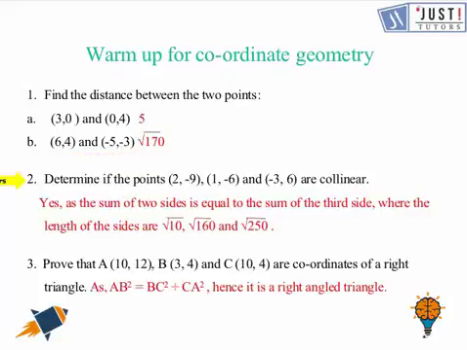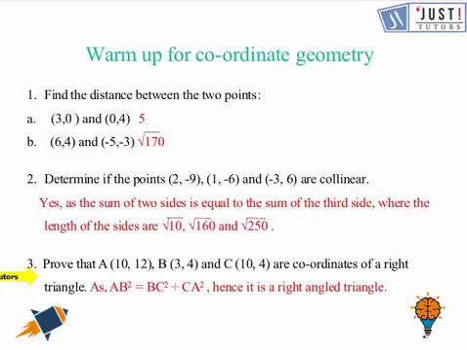The next question says to determine if the given points are collinear. They will be collinear if the sum of two sides is equal to the third one. These are the values that you will get, and if you have got the same values, then they are collinear.